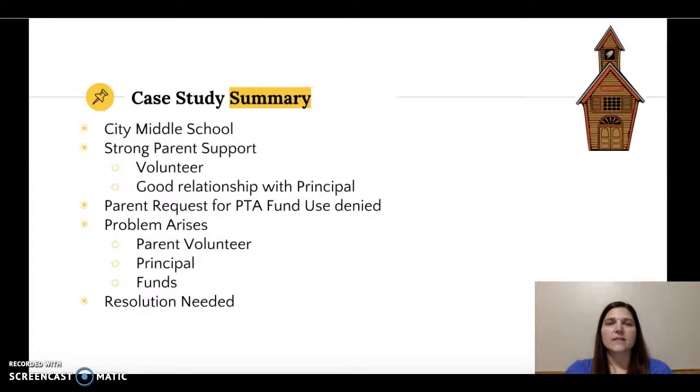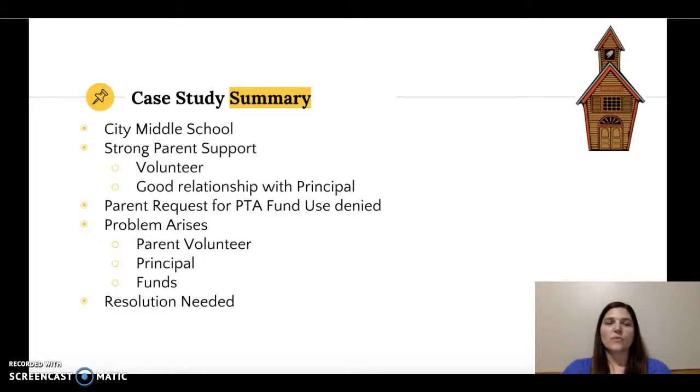A quick summary of this case study is that it takes place in a city middle school where there's a lot of strong parent support, with parent volunteers both during the school day and after the school day, and these parents have a really good working relationship with the principal. One of these volunteer parents requested funds to be used for her daughter's trip to New York.